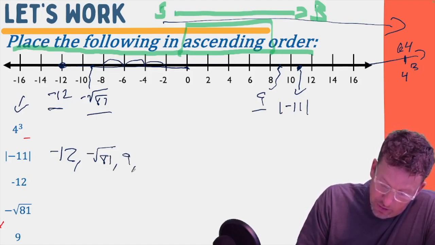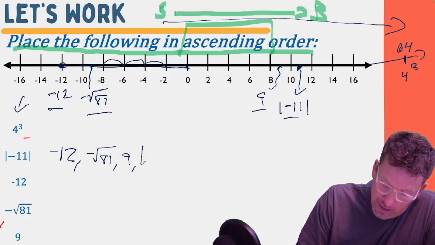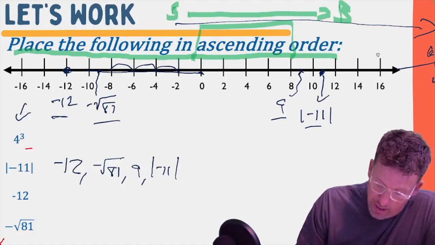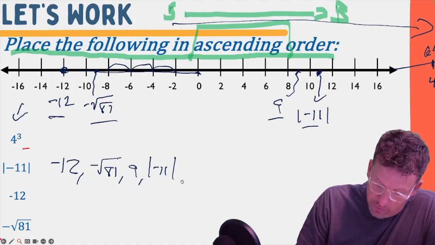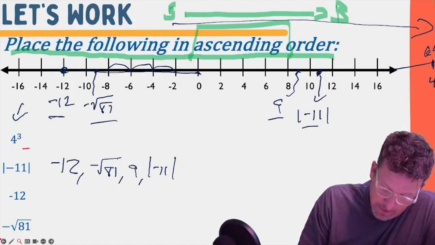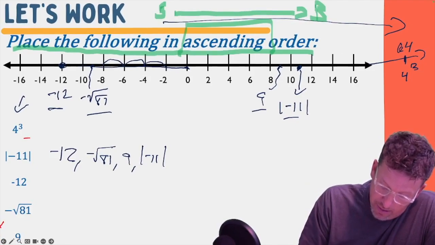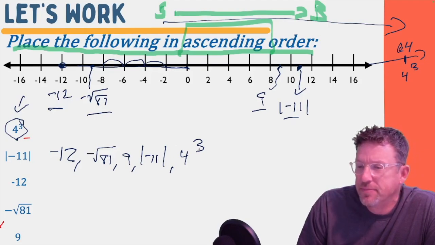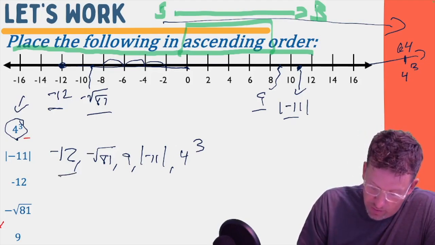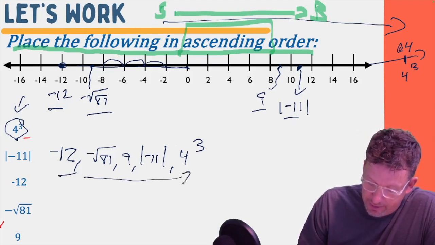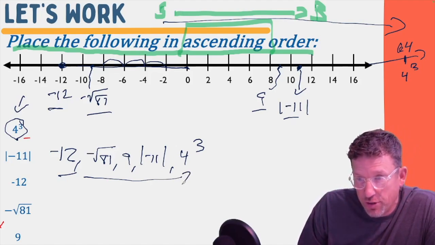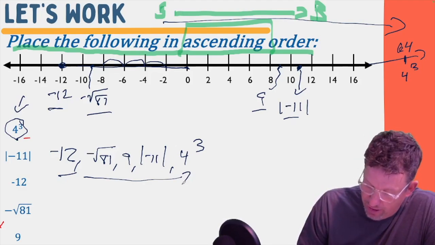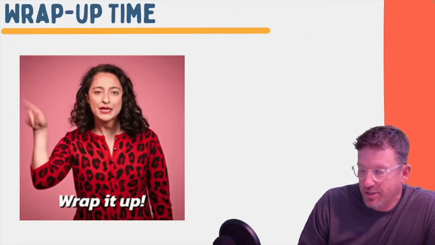And then we're going to go next, which is here. And we're going to say the absolute value of negative 11. And then we're going to go way out yonder. And we are going to say that this one will be this answer, which is 4 to the third. And now we've got them in an ascending order, smallest to biggest. All you got to do is turn your new types of numbers into integers and then put them in order. Use a number line as needed. You guys are ready to rock and roll.